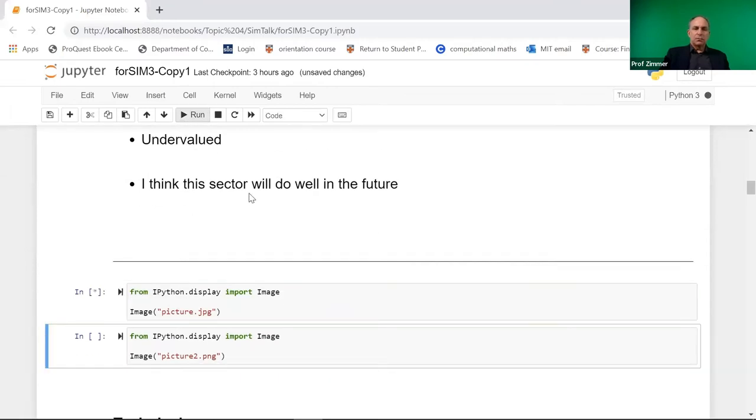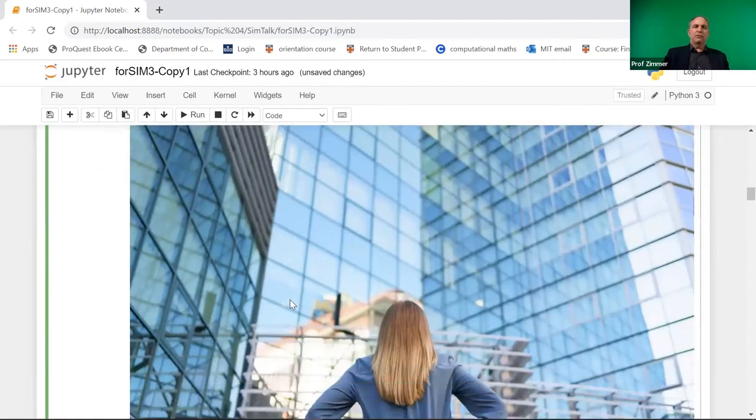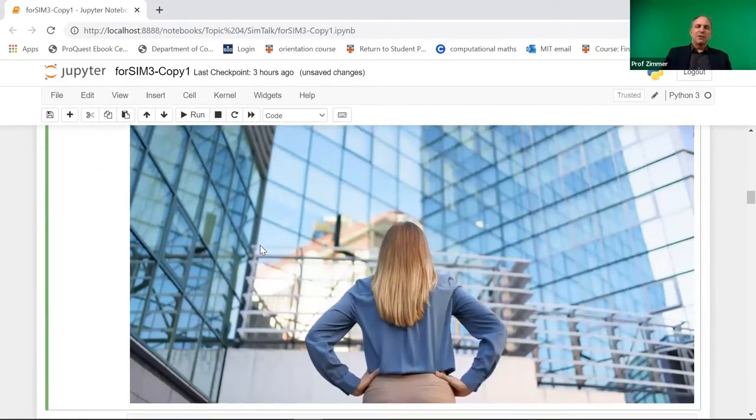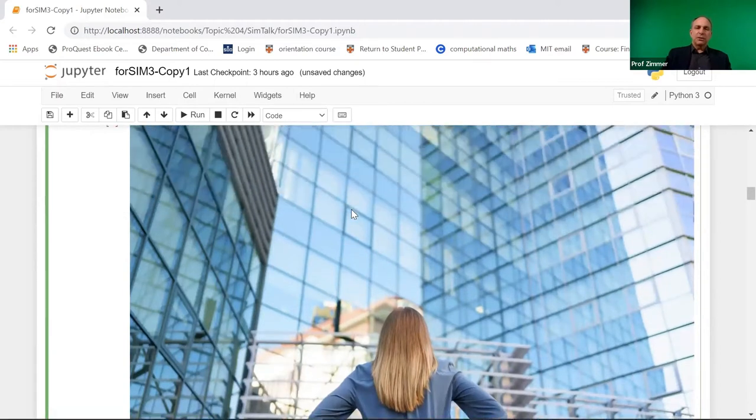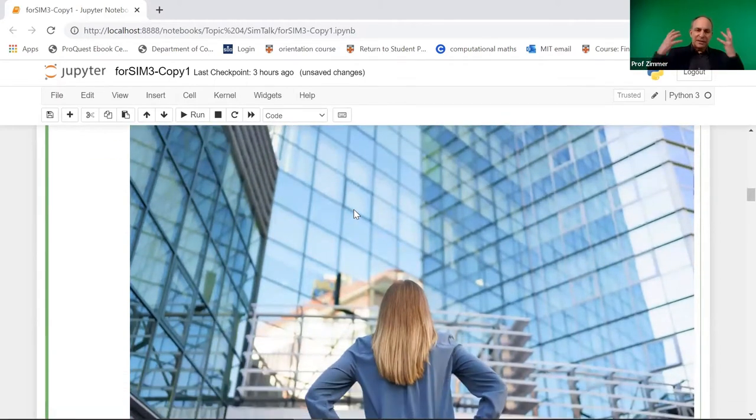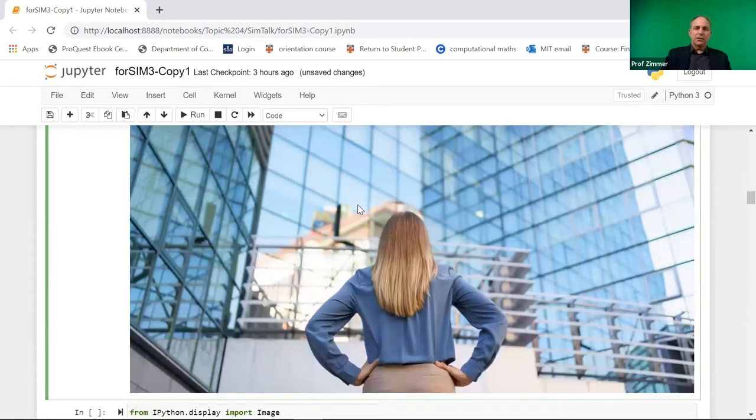So here's a picture of somebody who might be a fundamental investor looking at the building. This is what she's looking at. She's looking at the company. She's looking to see, well, is this company a good company?